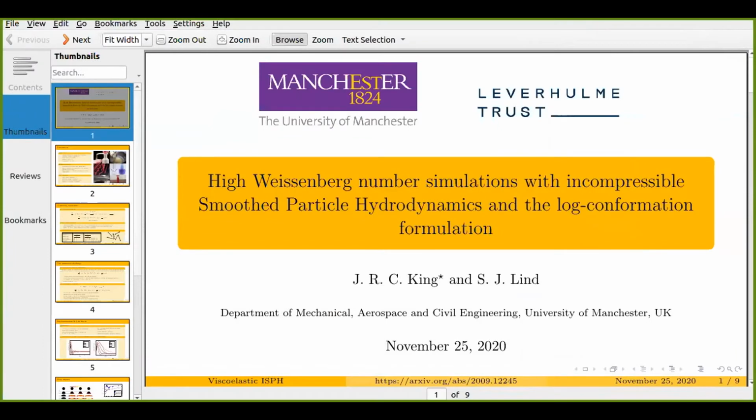Today I'm going to talk about some work I've been doing at Manchester, funded by the Leverhulme Trust. It's work I've been doing with Steve Lind on implementing the log conformation formulation into smoothed particle hydrodynamics, so that we've got a more robust solver for viscoelastic flows. This work is currently working its way through the review process, but if you want more information, you can find it on this arXiv preprint that's at the bottom of the screen.